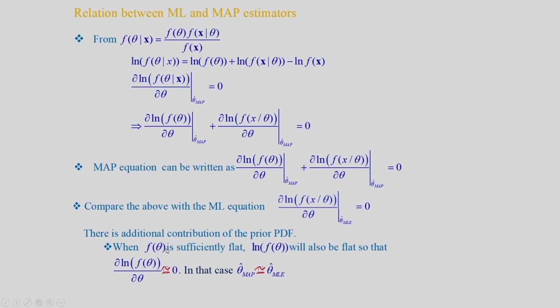So, when f theta is sufficiently flat, that means its slope is very small. In that case, log of f theta will be also flat, so that its slope will be also very small, nearly 0. In that case, theta hat MAP will be equal to theta hat MLE. That means, if the parameter has more uncertainty, in that case theta hat MAP will be closer to theta hat MLE.